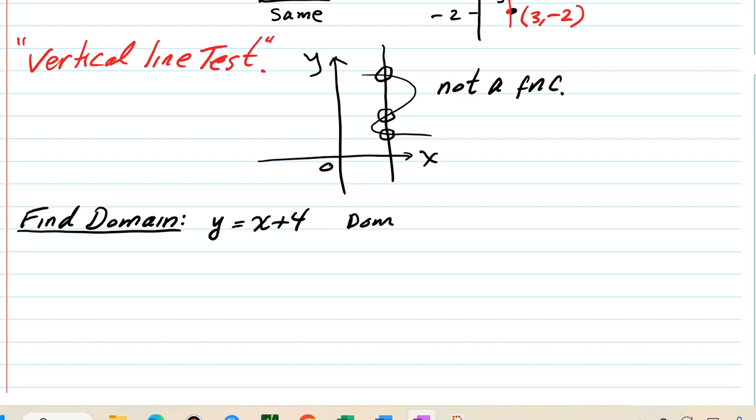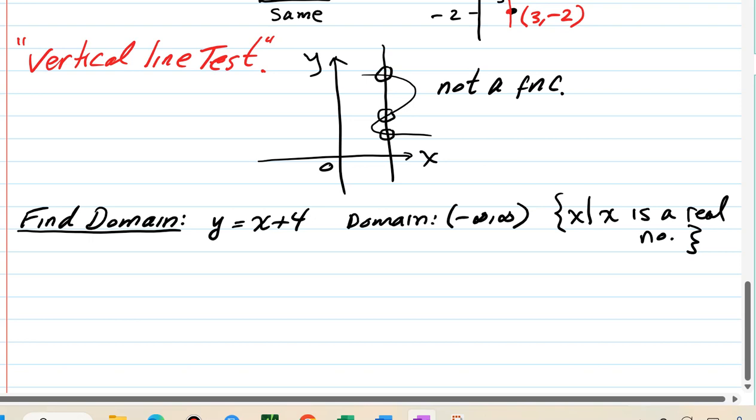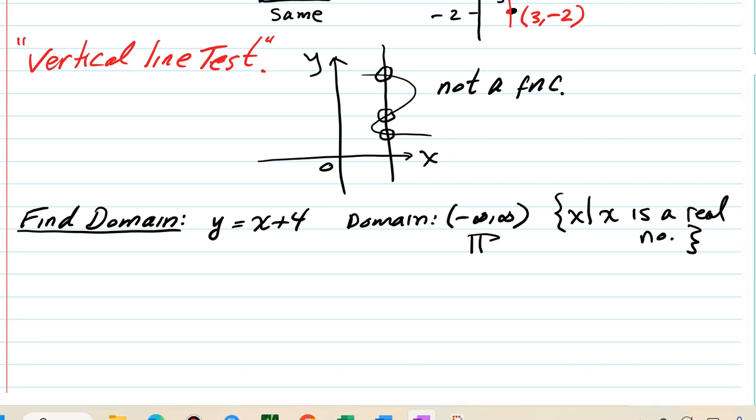So, we'll be able to evaluate 4 plus that. The key is, can I do the arithmetic once I plug in for x? Can I do the arithmetic of that expression? If I can and get an output, then that number is in the domain. So for this one, domain is going to be negative infinity to infinity, means x can be anything. So this is the interval notation, or we can go in set builder notation: x is a real number. Or I can simply use the funny looking R, that means real numbers.